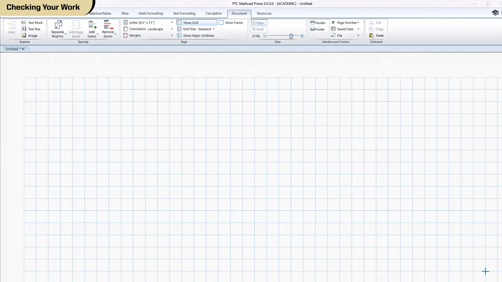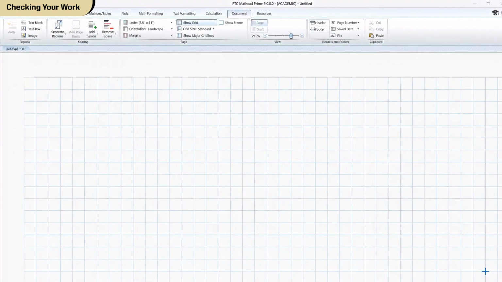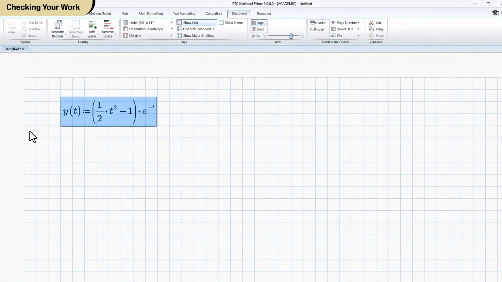Okay, the first way to check our answer is to substitute the exact expression we found using the Laplace transform method back into the original differential equation. Just to remind you, here's the original differential equation we're trying to solve. Now I'm doing this in MathCAD Prime because it's a little easier to read than MATLAB, but this also works in MATLAB. So there it is. I typed this in earlier. There's our exact expression we found on the board. Well, if I do this right, let's see if I say y.